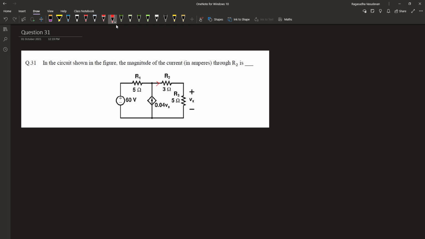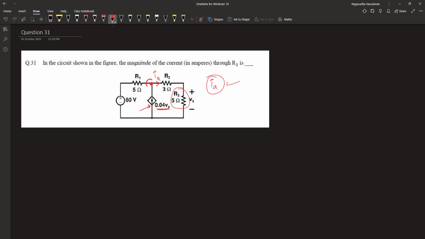In the question, the current that is flowing through this resistor R2 is asked. Let's call it IA. We have to find out the value of IA. We have a dependent source of 0.4 Vx where Vx is the voltage across the resistor R3. To find out this current, we have to first find out the value of Vx.